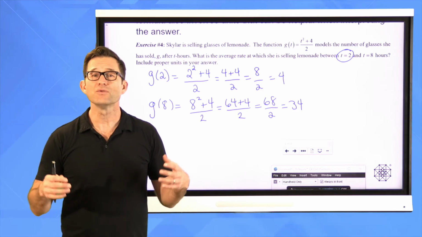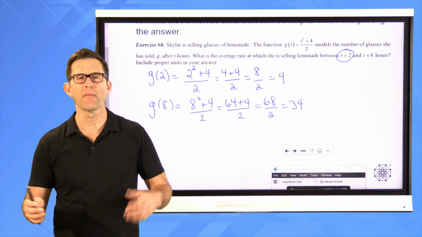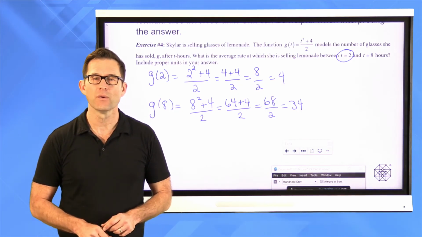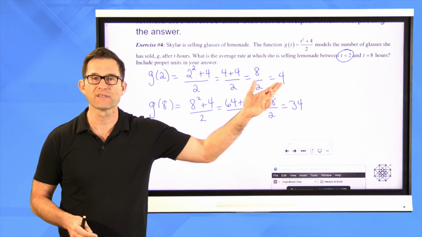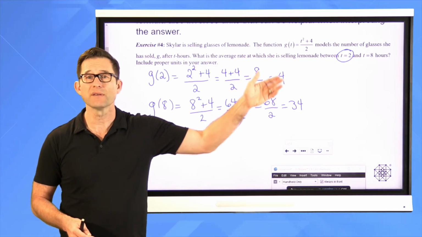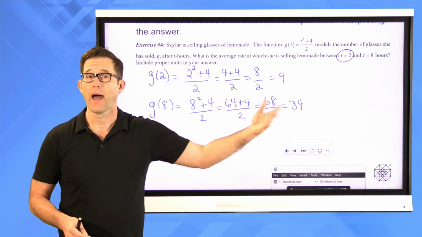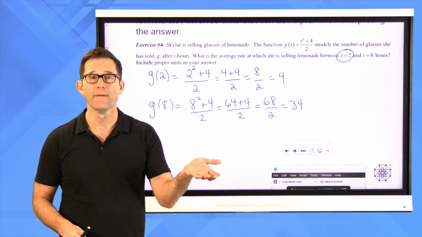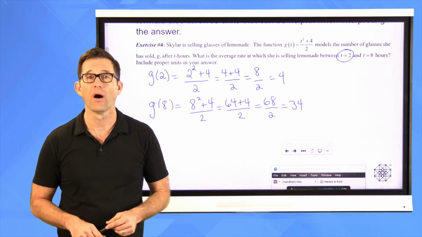Well, again, just common sense. Forget about the formula g of 8 minus g of 2 over 8 minus 2. How many glasses of lemonade did she sell from 2 to 8 hours? Well, she sold 30 glasses, because she had already sold 4 glasses by 2 hours, then she had sold 34 glasses by 8 hours, so she must have sold 30 glasses of lemonade between those 2 moments in time. How much time elapsed? 6 hours. So she sold 30 glasses of lemonade over 6 hours. She must have sold 5 glasses of lemonade per hour on average.